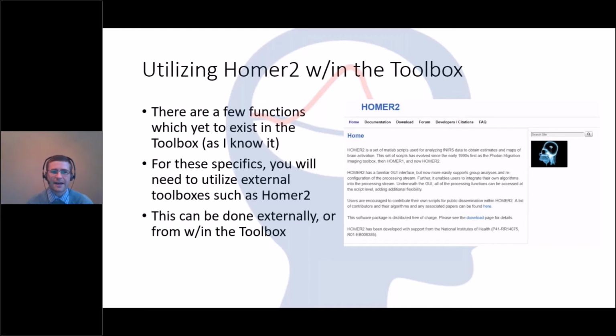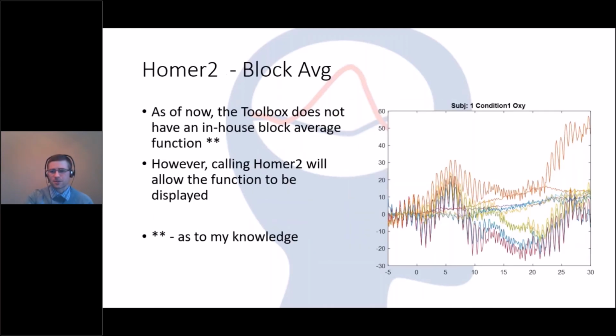So that said, there are many external functions that you can call that do house this. So I actually pulled in Homer2 within the toolbox to do this. It wasn't perfectly smooth to manage this, but this was the output. So based on this, I was actually able to run a block average using the Homer2 toolbox. So very basic. You can see I didn't really filter the data. You can still see the heart rate and all that. And it's several channels thrown in there. And it's also oxy and deoxy in there as well.